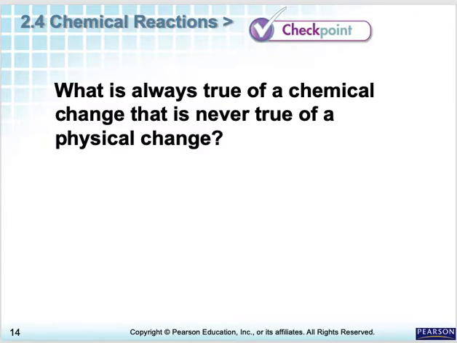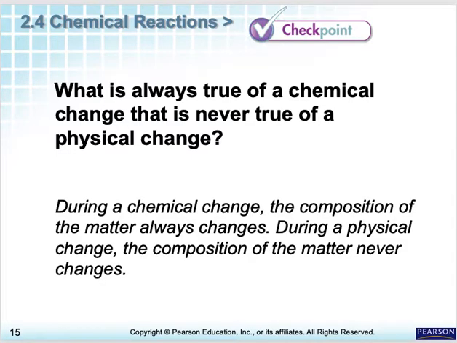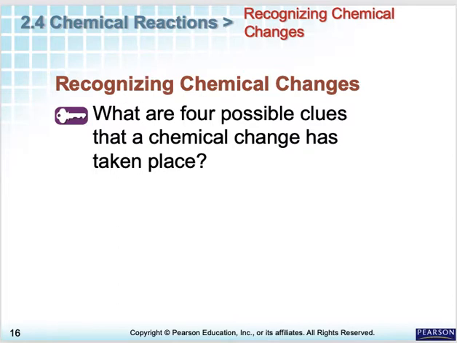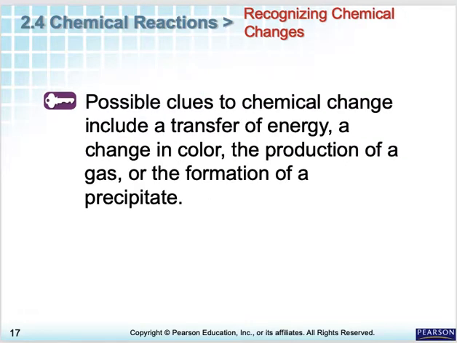What is always true of a chemical change that is never true of a physical change? I'll give you just a second to think of something. And in a chemical change, composition of the matter always changes. During a physical change, it does not. What are the 4 possible clues? Or how would you know that you've had a chemical change? Well, the possible indicators are a change in energy, so it could get hot or cold, change in color, production of a gas, or the formation of a solid or a precipitate.